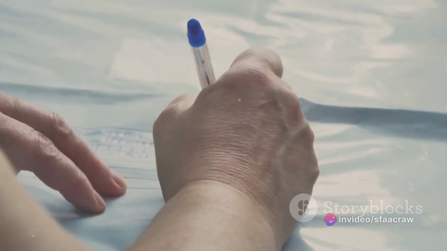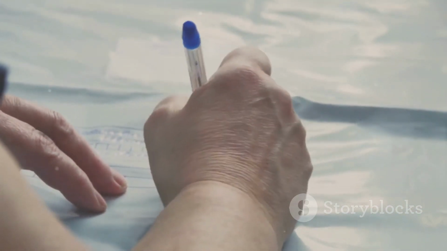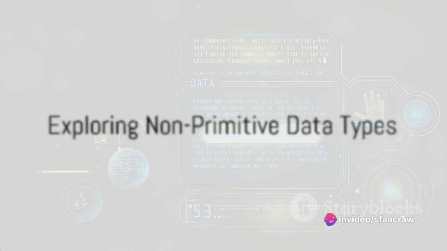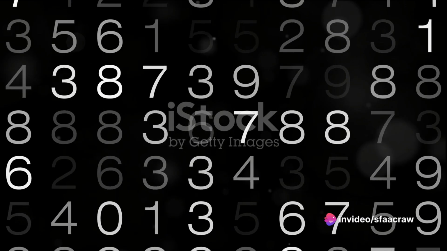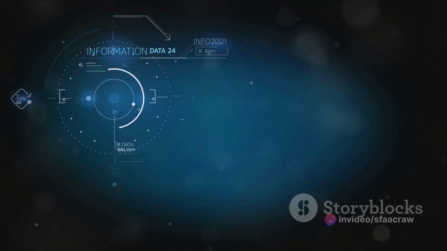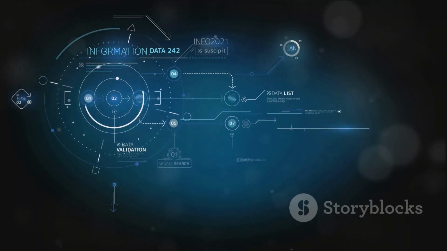Just as we use different containers for different types of food, computers use different data types for different kinds of information. But what if you need to store more complex data, like a list of numbers or a collection of words? This is where non-primitive data types come into play. They are like the Swiss Army knives of the data world, capable of holding a variety of information.